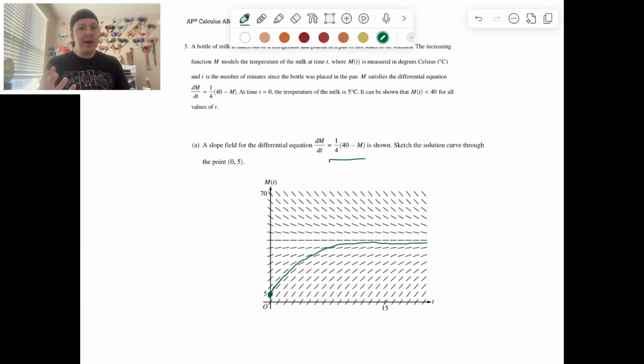Big thing here, you're not breaking through any of those lines. You are going along it. You're going parallel to all of them because that's what our curve is doing. It's going parallel to all those slope field lines. And make sure you start at your initial point and you end at the end of the graph, or if you end at a vertical line.